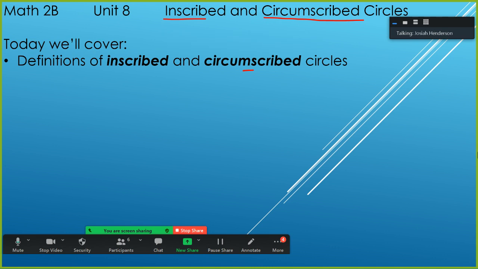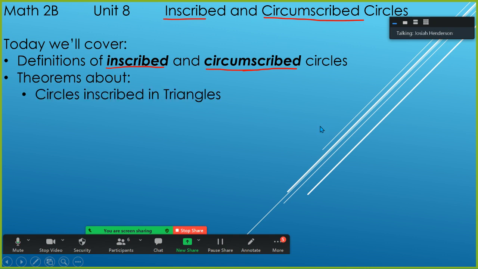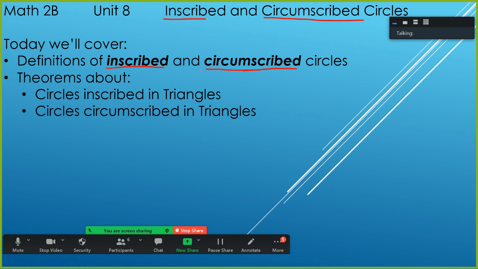Okay? Today, I wanted to cover the definition of what these words mean. It applies to circles, inscribed circles or circumscribed circles, but we might see some other flat shapes being inscribed or circumscribed as well. So we'll talk about what those mean. And then we're going to look at some theorems about these specific scenarios. So circles inscribed in triangles, circles circumscribed about or around a triangle. And the last specific one we'll see is quadrilaterals inscribed in circles. That's our plan for today.